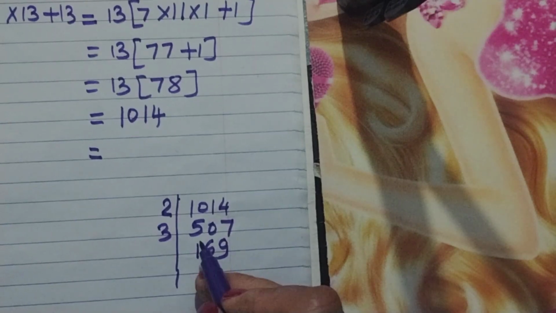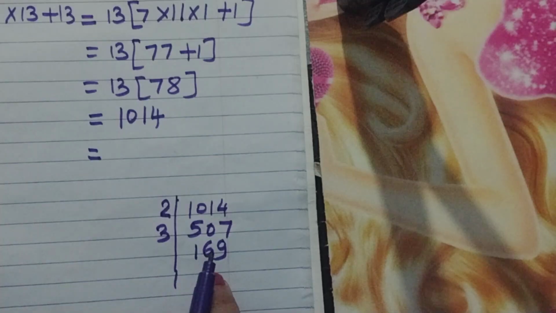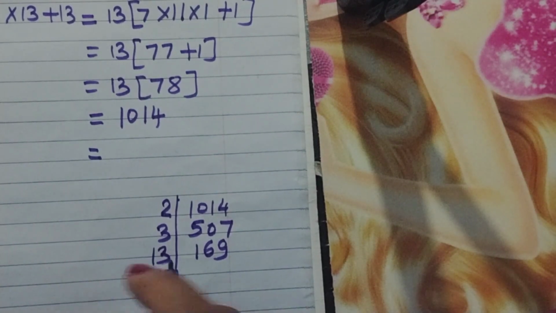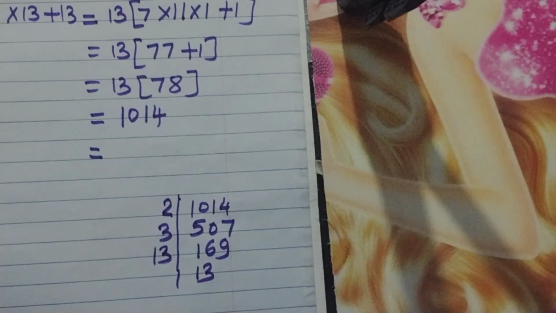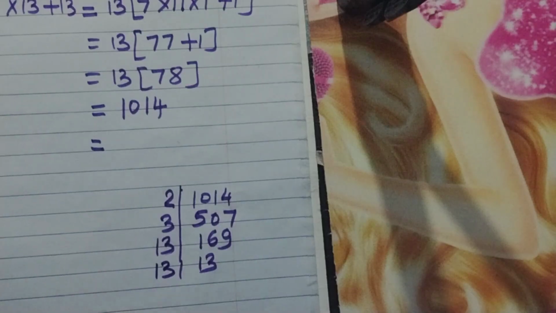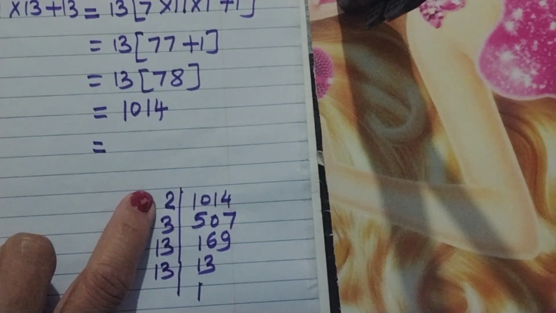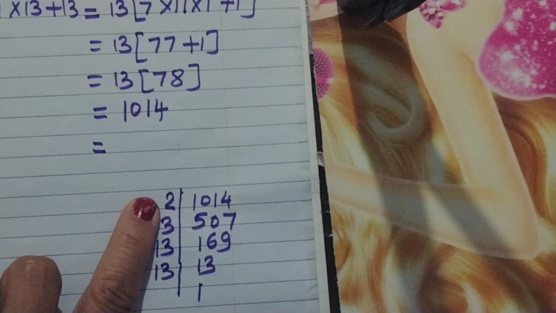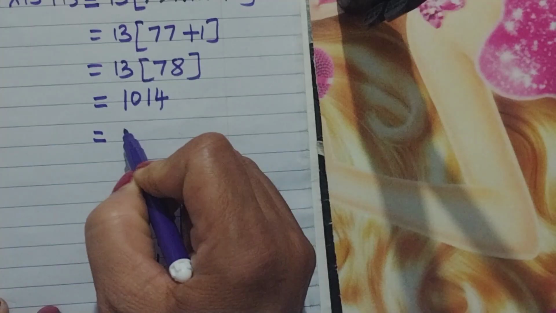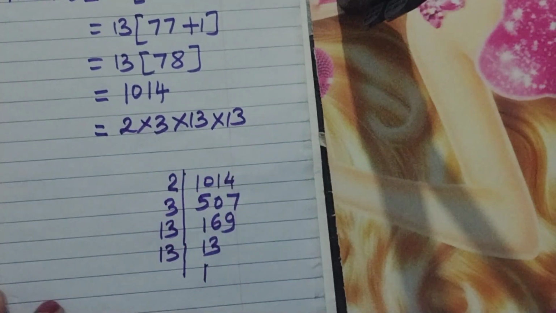Now division is not possible with 2, 3, 5, 7 and 11. It is possible with 13. When 169 is divided by 13, we get the quotient 13. So 13 is a prime number, and it is divided by the number itself. So 13 ones are 13. So we can write 1014 as a product of its prime factors, that is, 2 multiplied by 3 multiplied by 13 multiplied by 13.